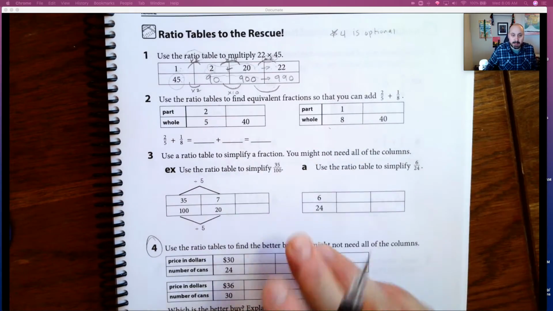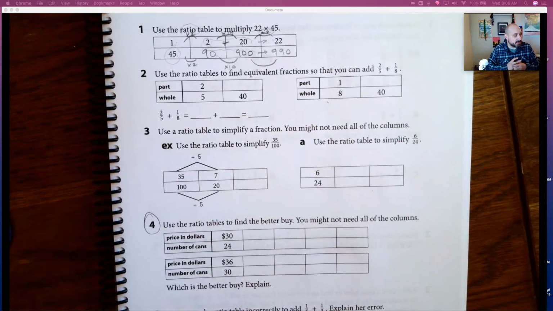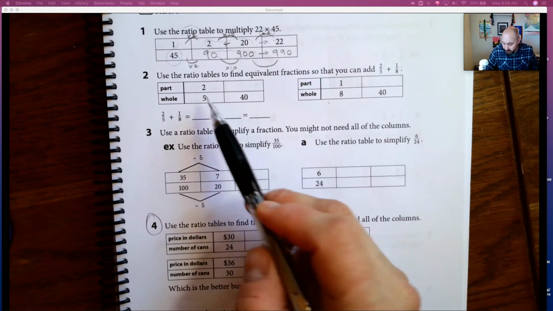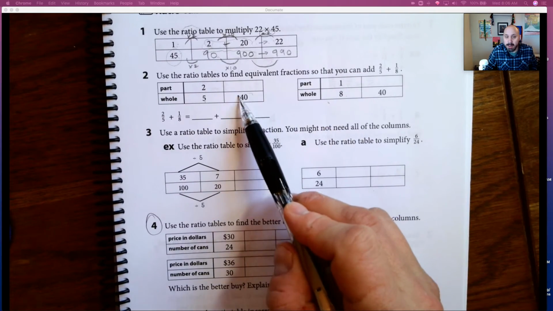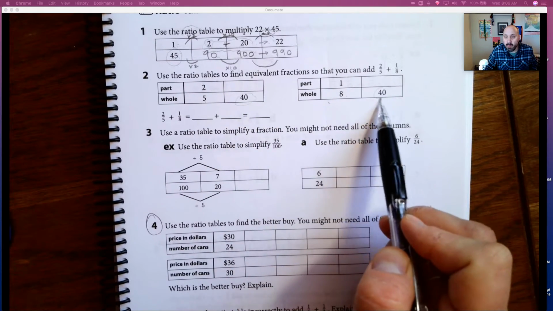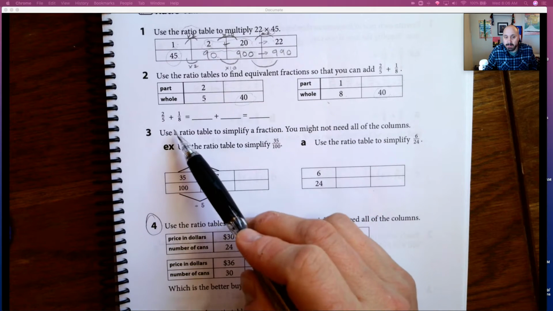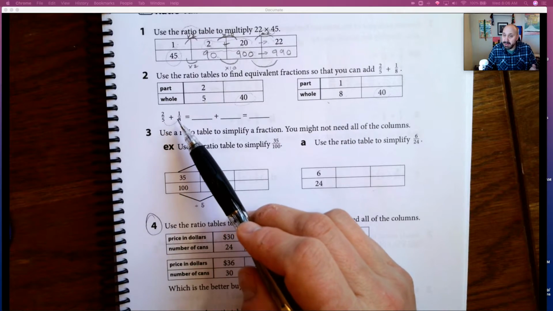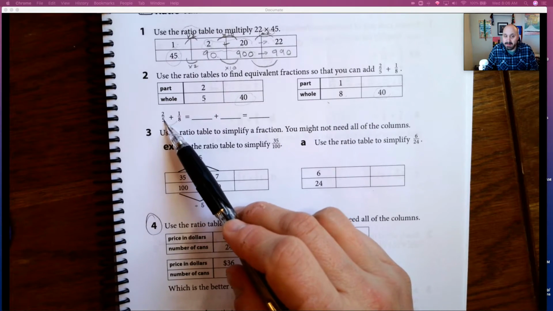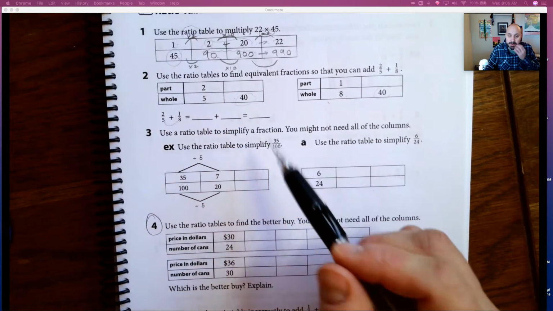Okay. Number 2 says use the ratio tables to find equivalent fractions so that you can add 2/5 and 1/8. So we have 2/5 in this ratio table, 1/8 in this ratio table. Our common denominator that we're trying to find is 40, right? So remember, Mr. Max says if you need to, you can always multiply 5 times 8, the two denominators, to find the common denominator. In this case, it's 5 times 8, which is 40.